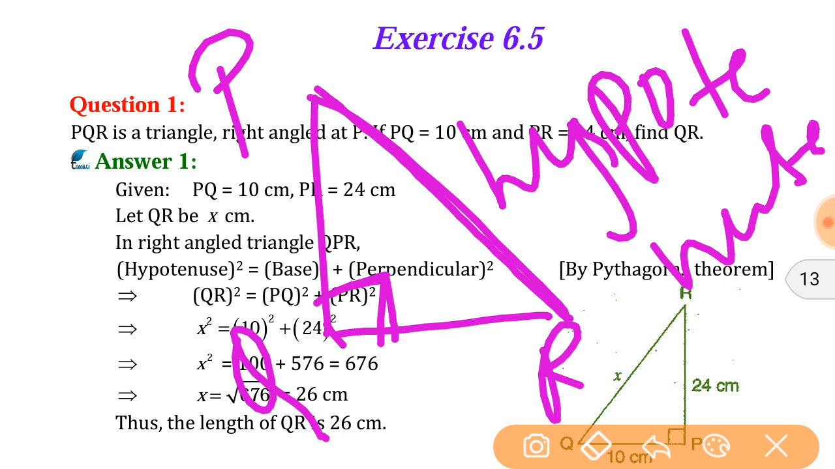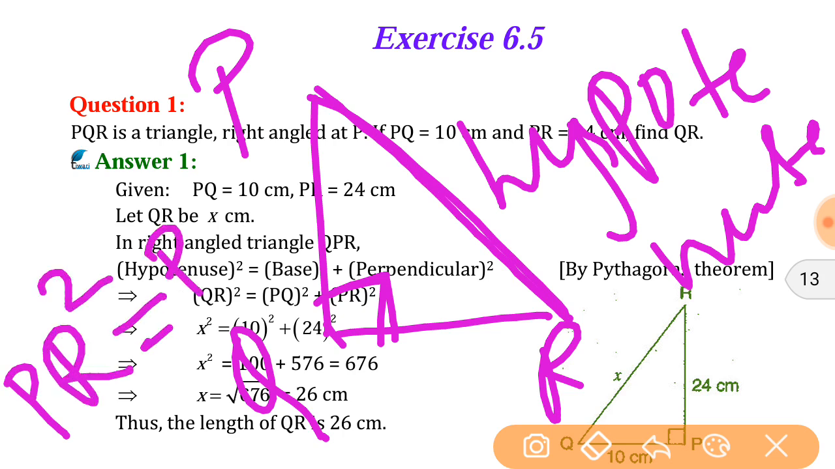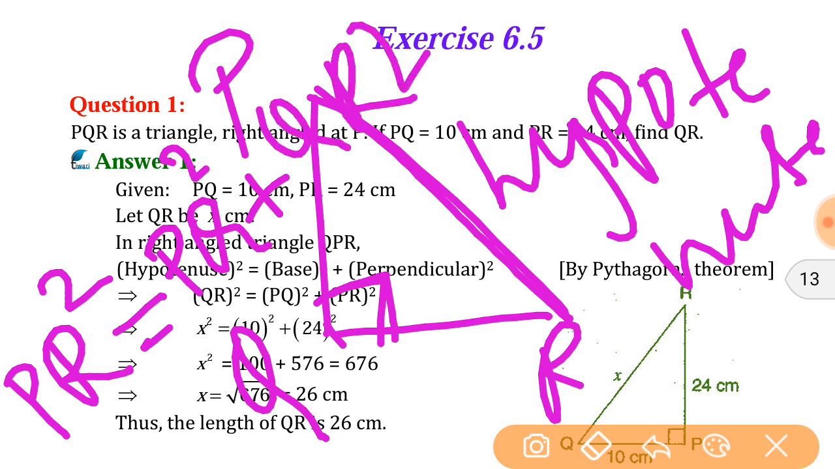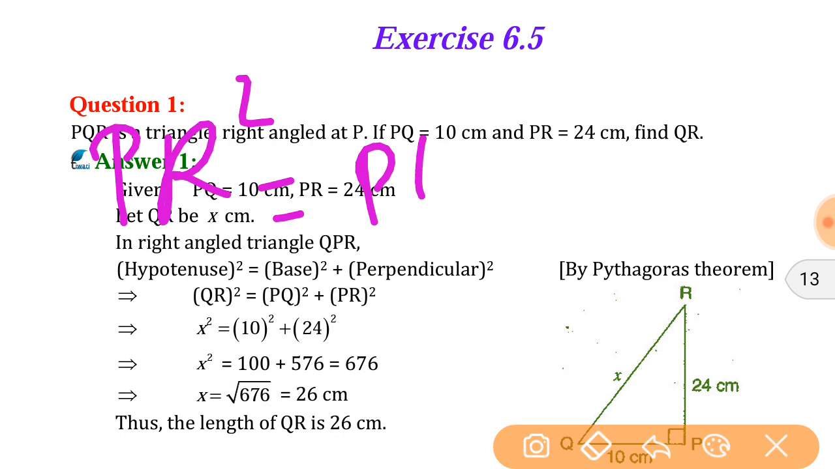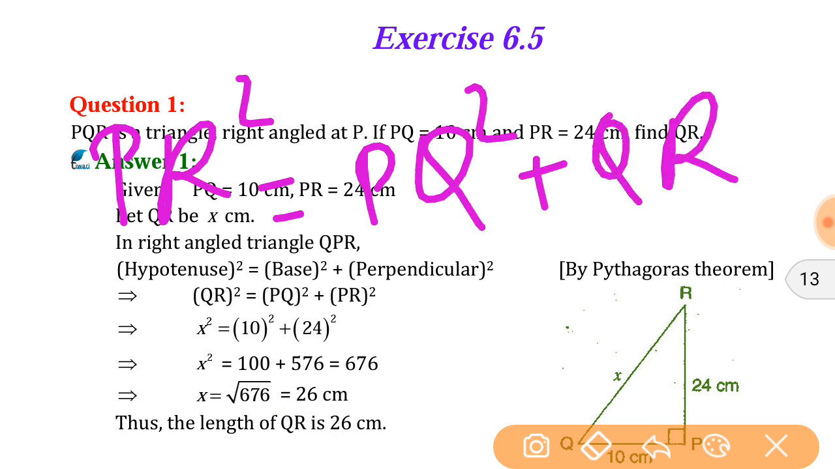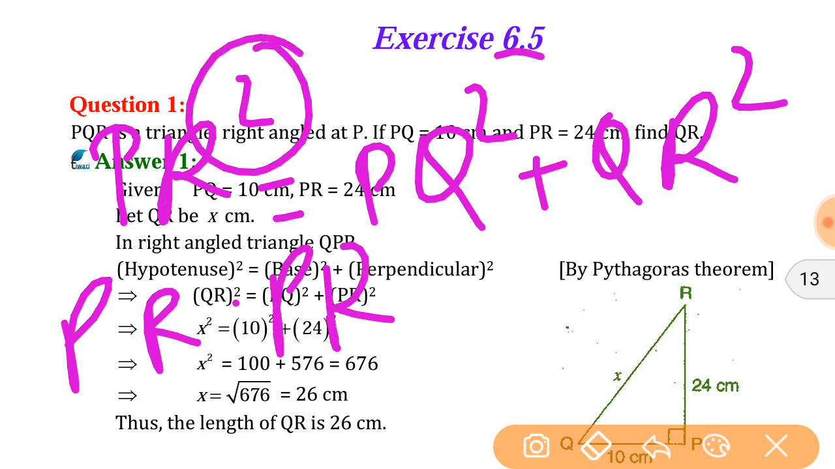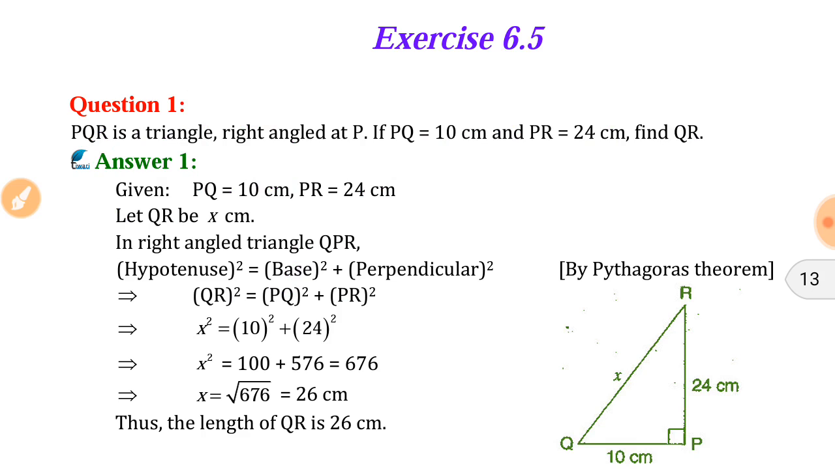This side squared, PR square, is equal to the sum of the squares of the other two sides. What are the other two? PQ square plus QR square. Square means twice multiplication. PR square is equal to PQ square plus QR square. That means PR into PR. That is the meaning. Twice means we are multiplying twice and adding. This is the theorem. So based on this, we have to solve the examples of 6.5.